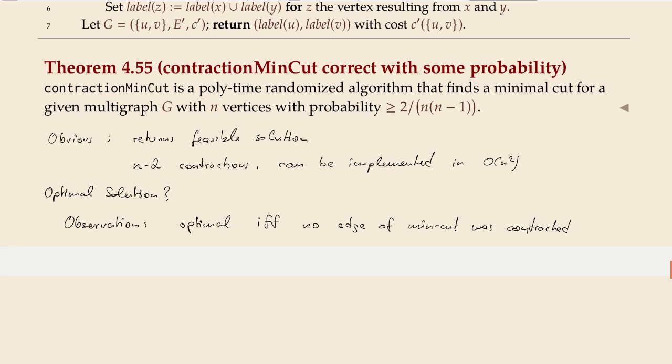Yes? The problem with the statement is that if we have multiple optimal min cuts, then the if and only if is a bit questionable. If there's only one solution, that's true, but if there's more than one optimal solution, you first choose one of those, and then you return this one exactly if you don't contract any edge from this specific one.